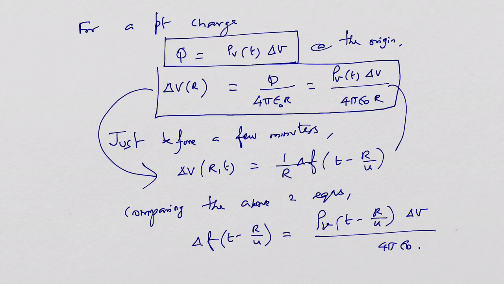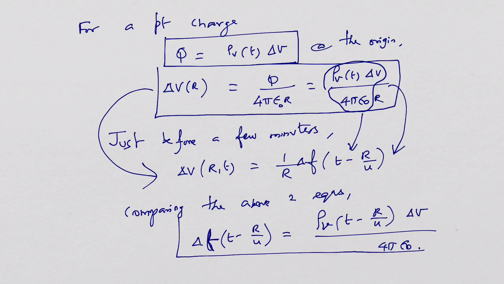You can just compare. In the place of 1 by r, here also 1 by r is available. What is the extra matter? Rho v of t into del v divided by 4 pi epsilon naught is supposed to be del f of t minus r by u. So now this is a function of not only t, also a function of r by u. So del f of t minus r by u is equal to rho v of t minus r by u into del v divided by 4 pi epsilon naught.